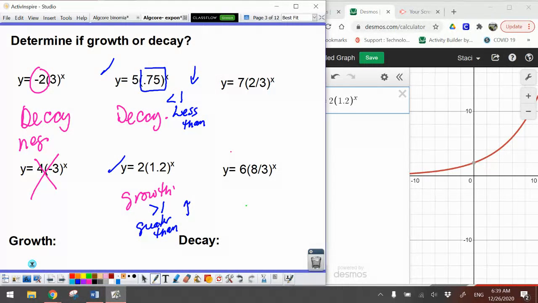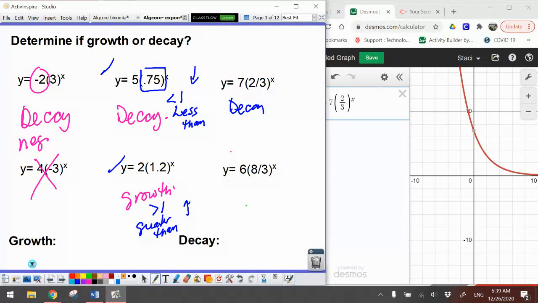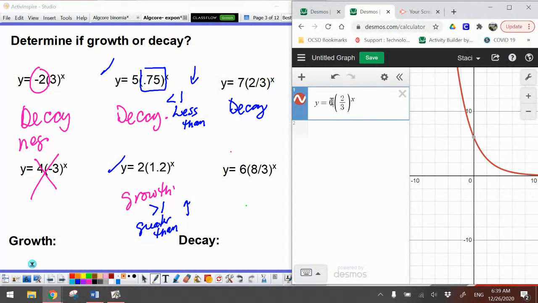Well, does that hold if I have fractions? Let's see what happens. If I change this to a 7, and I change this to 2 divided by 3, I see that it is going down. Okay, that's a decay. Well, what about 8/3? What's that going to do? I'm going to change this to a 6 and change my 2 to an 8. And I see that that went up.